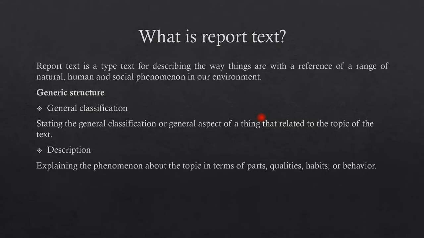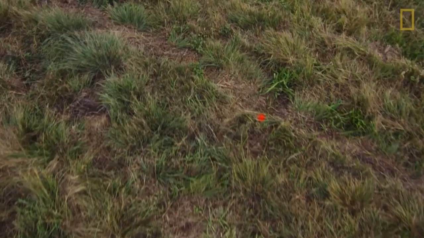Okay, so first, before we go to the other activity, we will watch a video about lions from National Geographic. This video is a report about lions. Okay, so let's watch.